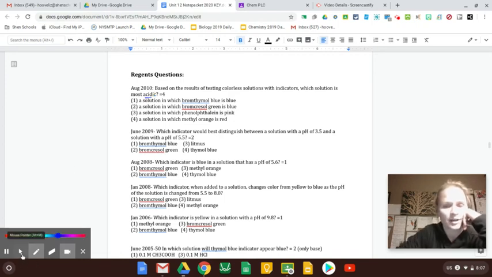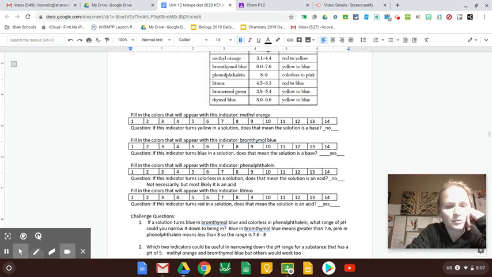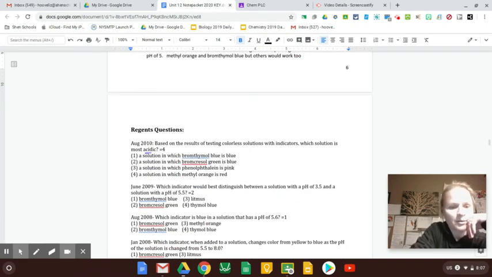So let me check that. Bromothymol blue is blue from 7.6 and up. That is not an acid. Okay, so cross that one off. How about the next one?